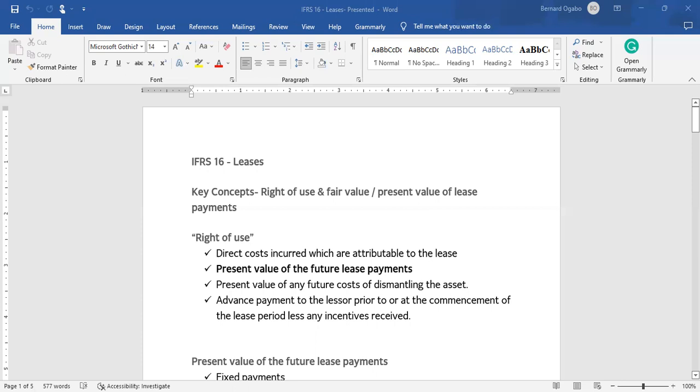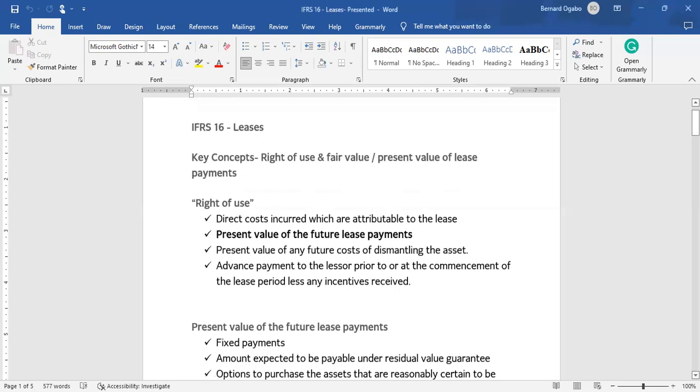Number three, present value of any future dismantling cost. If it was an asset that you install, like drilling a set of equipment, and you need to remove them at the end of a lease term and restore the site to where it used to be, you add it to the right of use of the equipment. Any advance payment to the lessor at the commencement of the lease period that you did not receive any benefit for. When we say benefit, if it is not a contribution towards paying your regular payment for the lease, it is added as right of use.